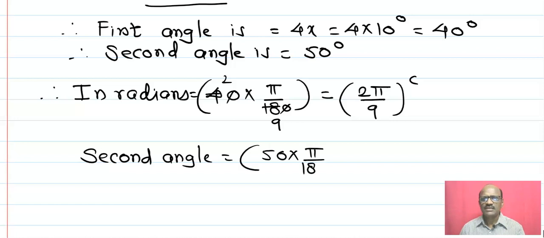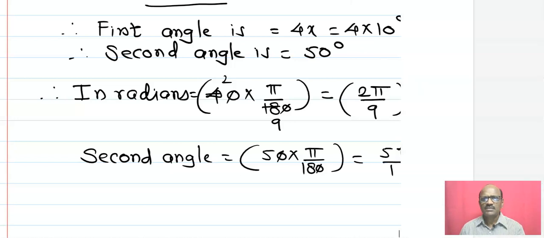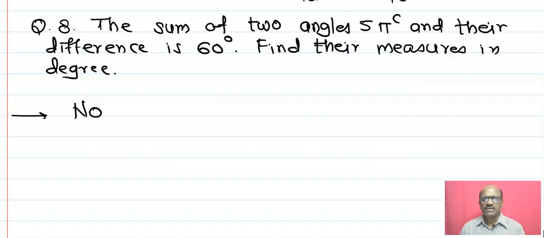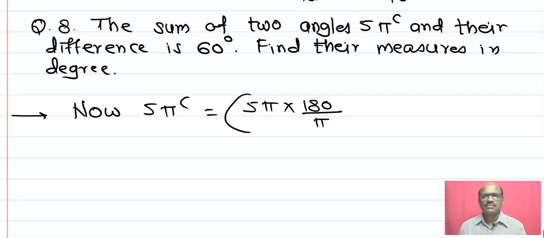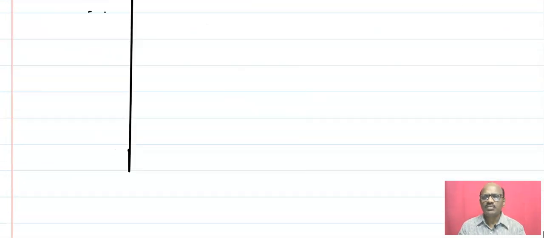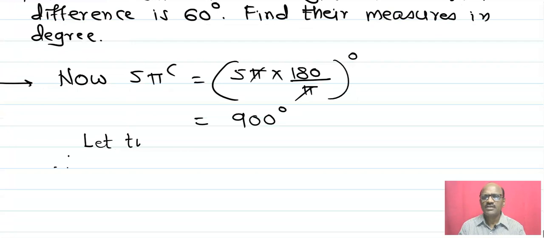Therefore, next angle is, see this, it is written in this manner, 5 pi. Next is that 5 pi radian is equals to 5 pi into 180 upon pi. To convert into degree, that is equals to 900 degree.